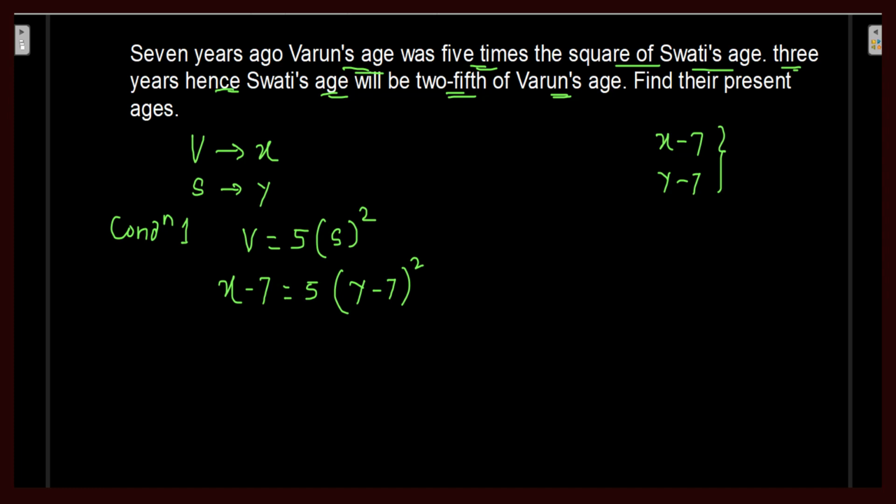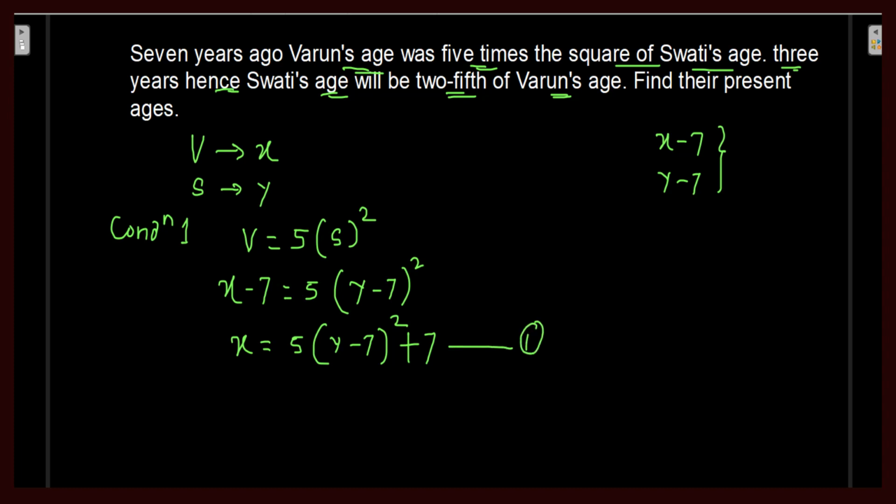So friends, here take the 7 to this side. So you will get X is equal to 5 into bracket Y minus 7 bracket square, and this minus 7 will become plus 7. So let this be equation number 1.